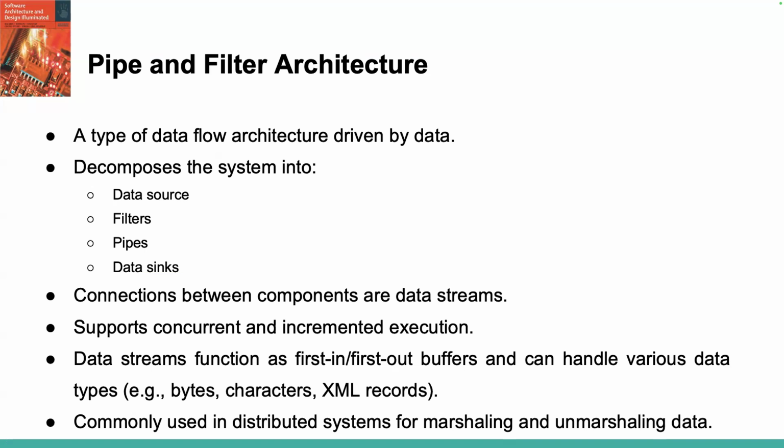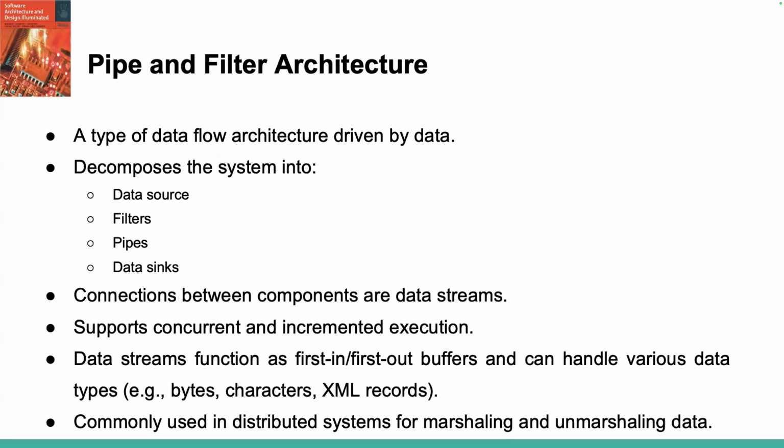In this model, there are several major elements. Data source: this is where the data originates. Filters: these are the processing units that transform data. Pipes: these serve as the connectors between filters, allowing data to flow from one filter to another. Data sink: this is the final destination where the processed data is stored or output.